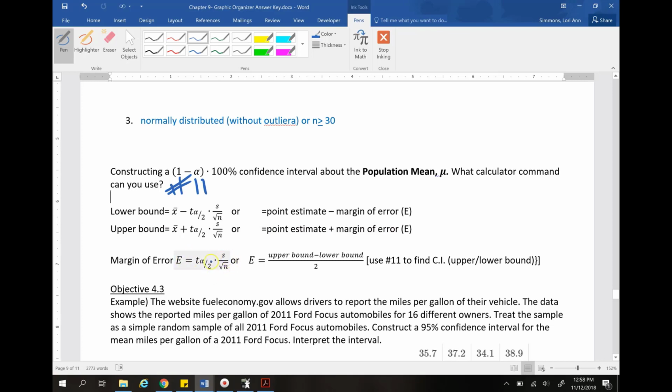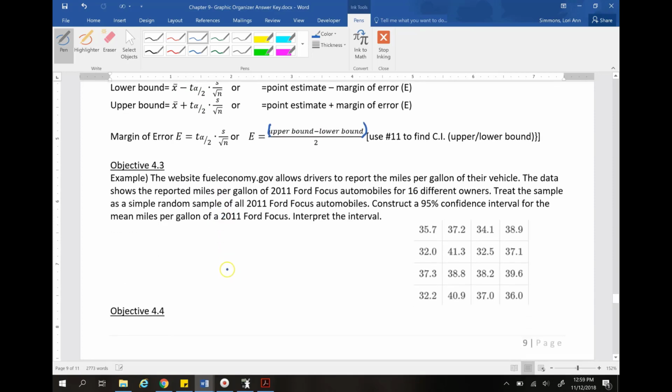And here is the formal definition for margin of error, which is this portion. And the margin of error, you can find that by taking your upper bound minus your lower bound and then dividing that whole thing by 2. You can use number 11 to find the confidence interval, which gives you upper and lower. You can subtract those and divide by 2 to get the margin of error, if that's what the question is asking for. So let's look at the first example.